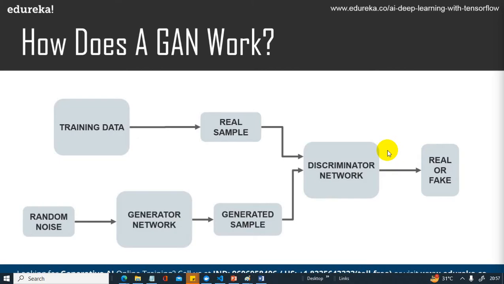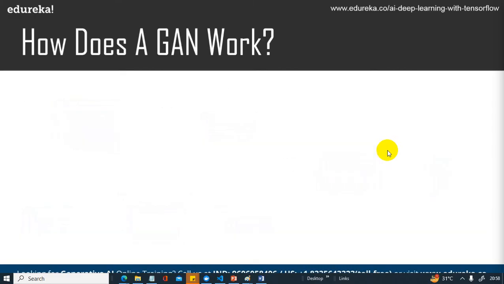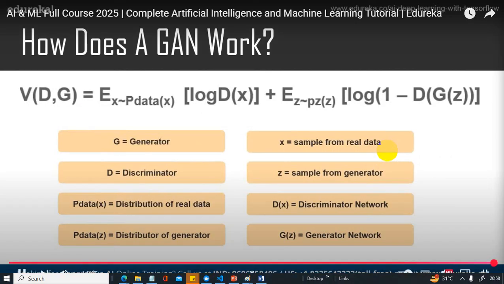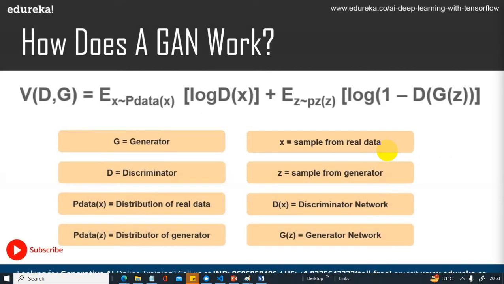The generative model analyzes the distribution of the data in such a way that after the training phase, the probability of the discriminator making a mistake is maximized. The discriminator, on the other hand, is based on a model that will estimate the probability that the sample is coming from the real data and not the generator. The whole process can be formalized in a mathematical formula. Here G is the generator, D is the discriminator, P data(x) is the distribution of real data, P(z) is the distribution of the generator, x is the sample from the real data, and z is the sample from the generator, where D(x) is the discriminator network and G(z) is the generator network.